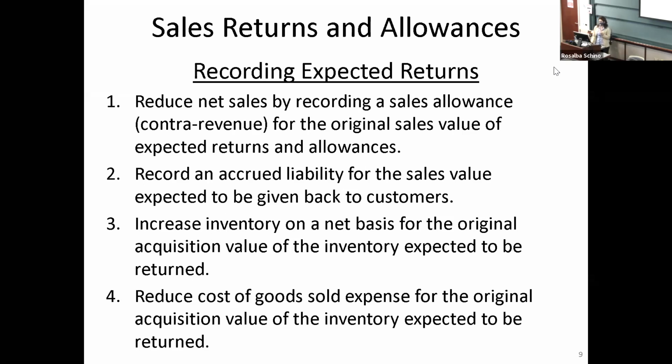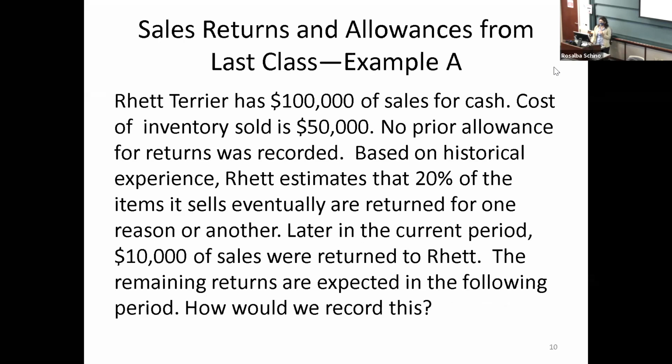All right, so those are the different steps. We talked about the transaction of Red Period that had 100,000 of sales for cash, cost of inventory sold 50,000, no prior allowance based on historical experience. So that was the sale transaction, and we looked at those transactions last class. I just put them over here because I want to go back to the last transaction and continue. So Red Period had a sale of $100,000 with an inventory sold of 50,000. There was no prior allowance for returns.